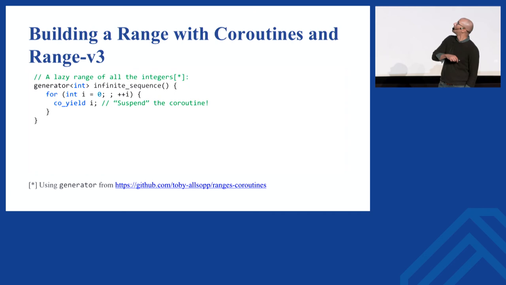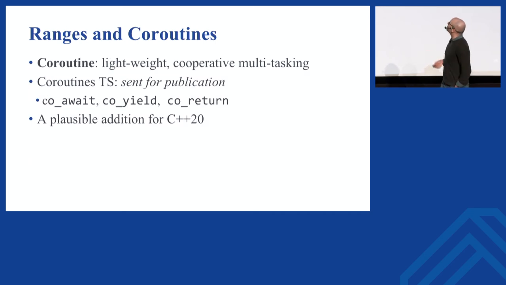Okay, lightweight cooperative multitasking, right. So these are the new keywords that it gives you: co_await, co_yield, and co_return. And why co? Because legacy, C++ makes it hard to add new keywords without breaking millions of lines of code. And since the coroutines TS was published pretty much now, and we're a few years out before we get to C++20, it's a plausible addition for C++20, assuming nothing goes too horribly wrong. But I'm not one to make predictions, particularly not about the future.